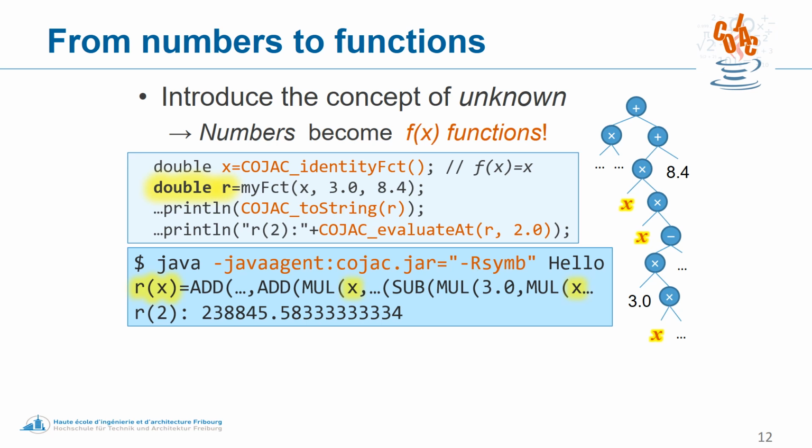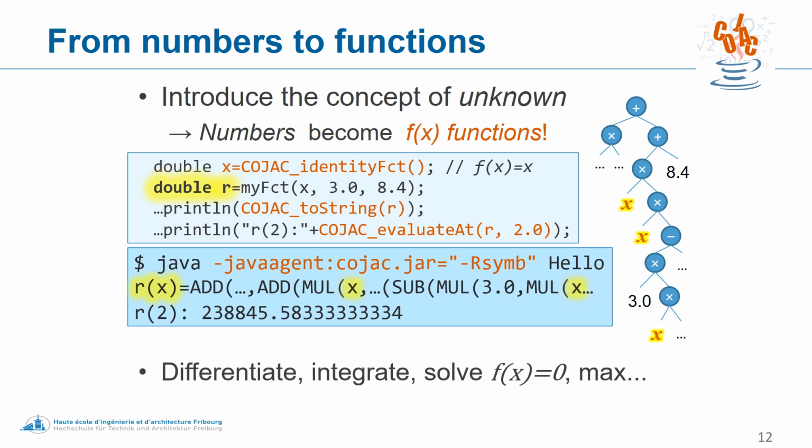Cojac gives you a means to display the internal formula, to evaluate it at an x value, or to build the derivative. But we could also expand the prototype to solve equations in a symbolic way, integrate, find the extrema, and so on. The methods you wrote in Java do not at all need to be adapted. You just receive new toys to leverage that code in unexpected ways.